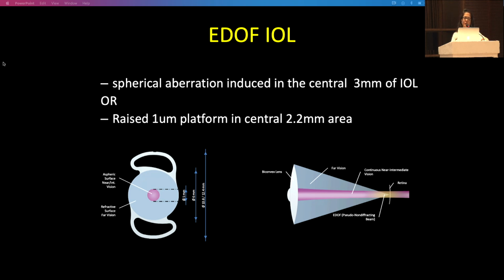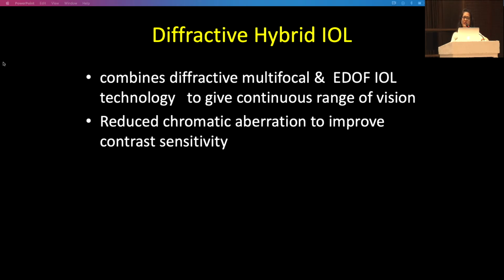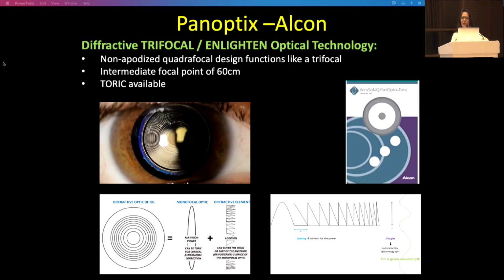The other part of the spectrum is the EDOF lenses, which are very popular now. They are based on either inducing a spherical aberration in the center, or having a raised platform, or wavefront technology. You also have the extended range of vision, where again the idea is to stretch the wavefront, which shifts the light to give an extended focal length and hence a continuous range of vision. Then there is a category which is a sandwich, a mixture of both diffractive and EDOF kinds of lenses. So you have the diffractive hybrid IOL, or a diffractive refractive multifocal hybrid. Again, all are modifications to improve the performance of these presbyopic lenses.